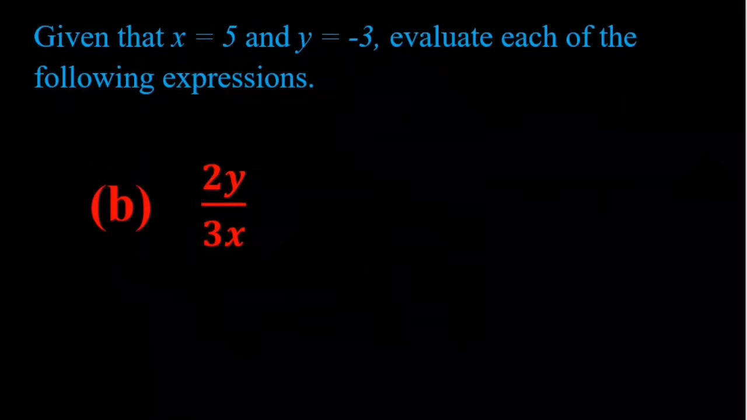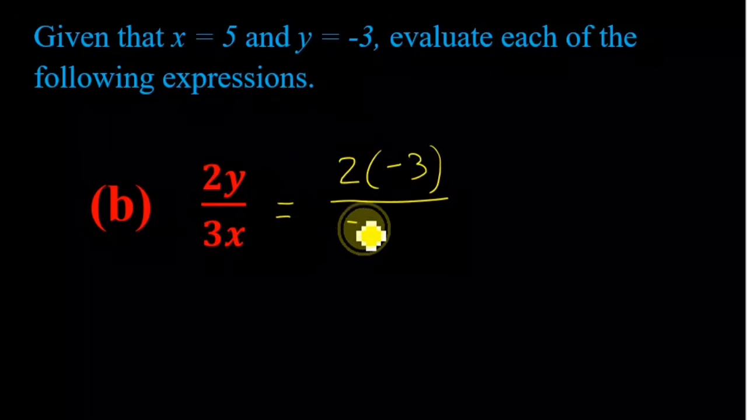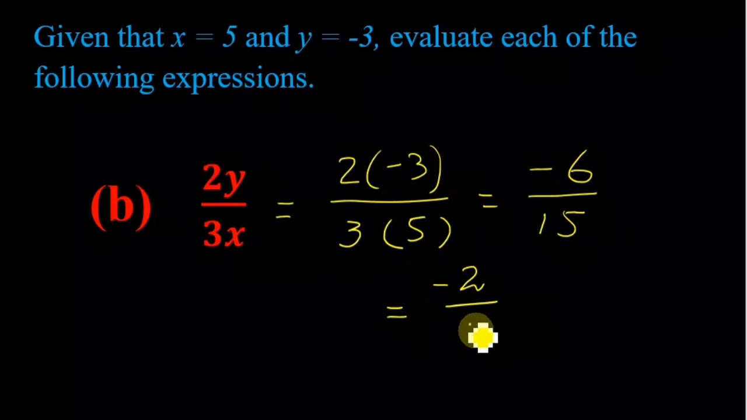Now come to the second part. Here it is in fraction form, 2y over 3x. The values of y and x remain the same, as the question is the same: the value of x is 5 and the value of y is minus 3. So just 2 into minus 3 divided by 3 into 5. 3 twos are minus 6 over 5 threes are 15. Now we can simplify this fraction using the table of 3. 3 twos are 6, 3 fives are 15. So minus 2 over 5 is your answer.